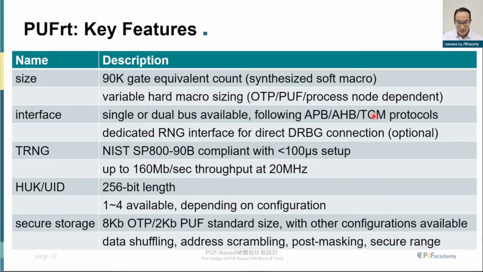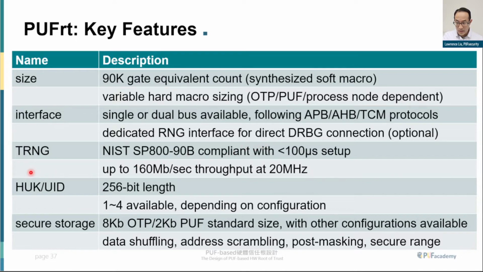And in addition, there's an optional interface that can be made available just for the random number generator, so it can hook directly up to a separate DRBG, deterministic random bit generator. So this can be NIST 800-90A compliant, and the TRNG is 90B compliant. So when you combine those two, you can have a 90C compliant TRNG.